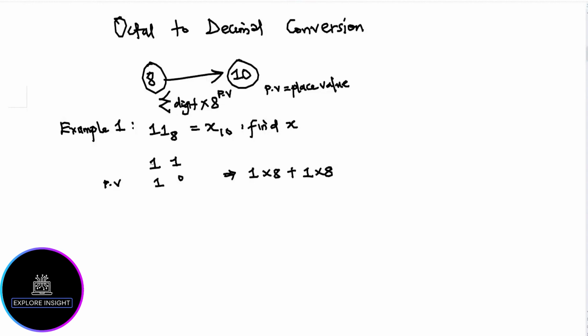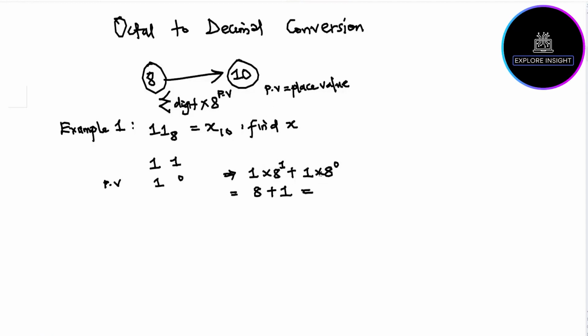Now this is 1 times 8 in the power of 1, 1 times 8 in the power of 0. So I'm going to put 0 here and 1 here. To sum that up, I'm going to have 8 in the power of 1 is 8 plus 8 in the power of 0 is 1, plus 1. So that gives us 9 in base 10.